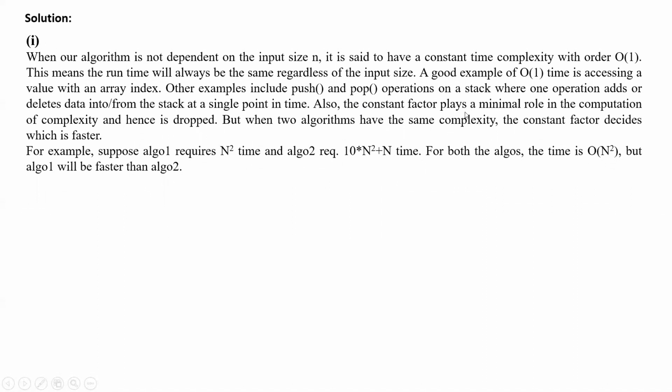Also, the constant factor plays a minimal role in the computation of complexity and hence it is dropped. But when two algorithms have the same complexity, the constant factor decides which is faster. Let us see an example. Suppose algo 1 requires n square time and algo 2 requires 10 into n square plus n time. So both the algos have the complexity big O(n square), but algo 1 will be faster than algo 2 because there is a constant factor 10 in algo 2 which is multiplied to n square.